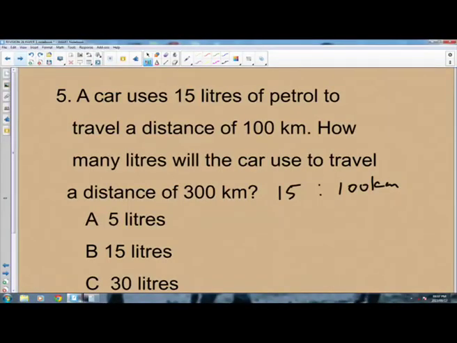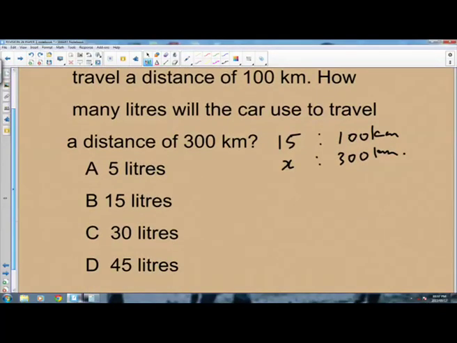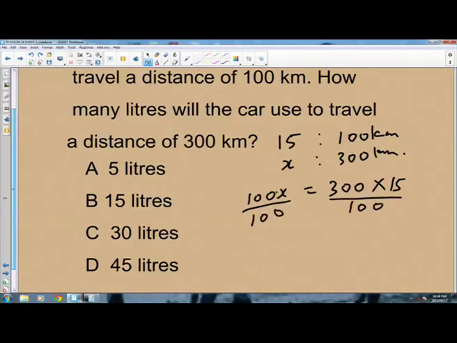And then what about X liters? X liters will take us to 300 kilometers. So we have to find the value of X. It says find the liters which will be required for this car to travel 300 kilometers. And this will be X times 100 is 100x, equal to 300 multiplying 15. And then divide by 100. Divide here also by 100. The 100 here cancels the 100.